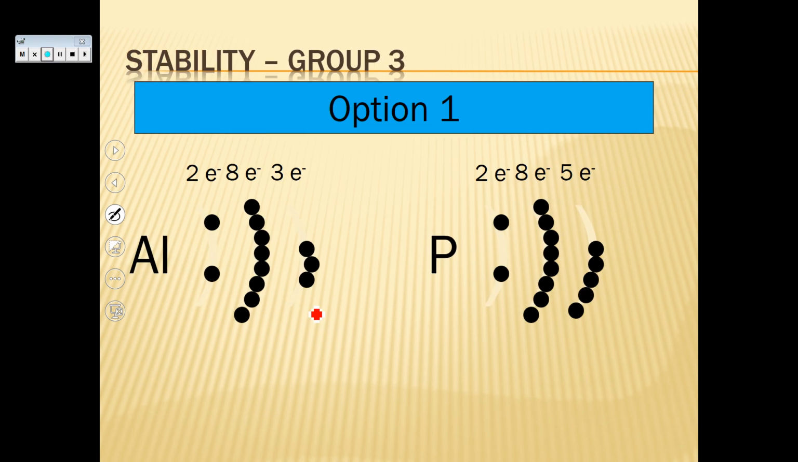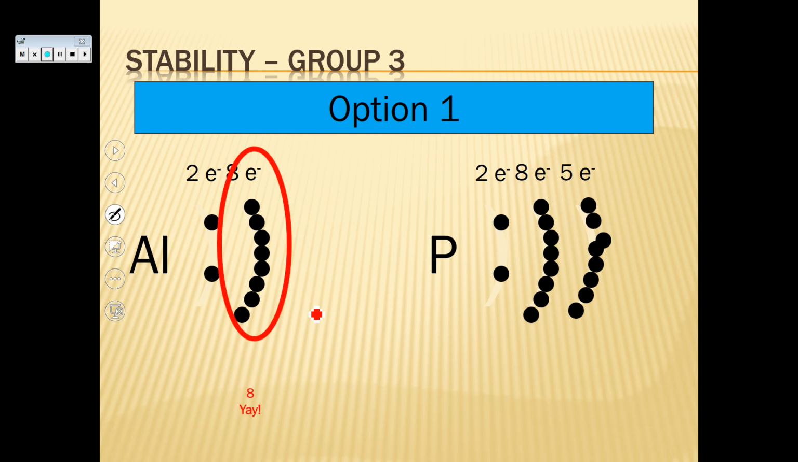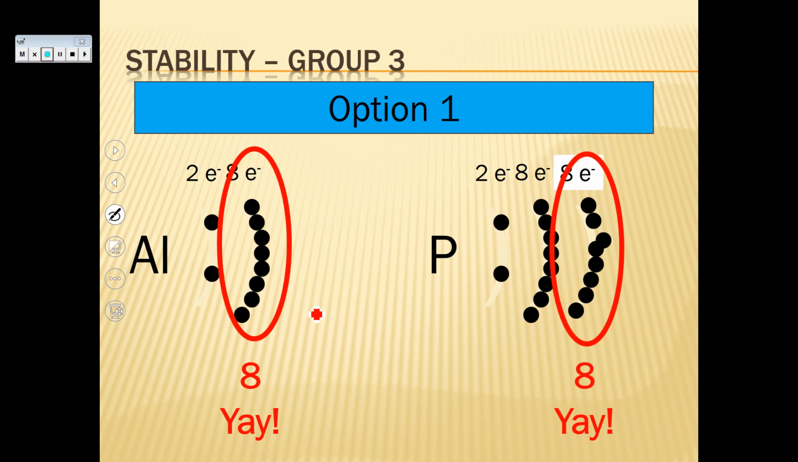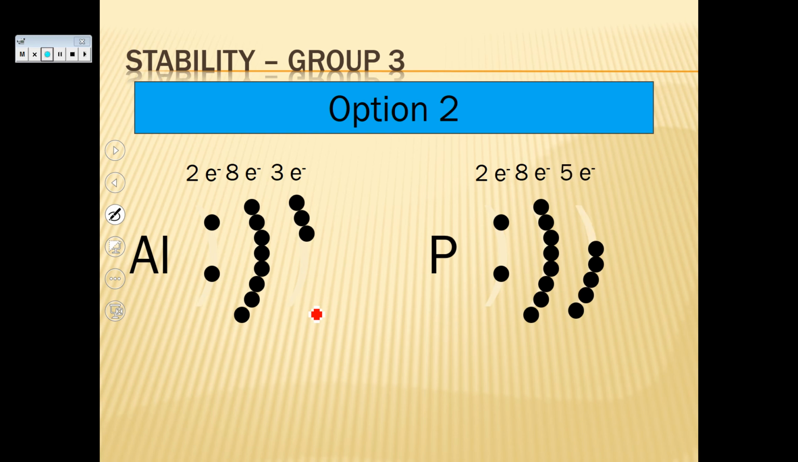Let's take a look at group 3. Aluminum, which has a configuration of 2, 8, and 3, and phosphorus, which has a configuration of 2, 8, and 5. Option 1 would be for the 3 electrons of aluminum to be pulled over to phosphorus, thus aluminum achieving 8 valence electrons and phosphorus achieving 8 valence electrons. Option 2 would be for aluminum to pull those 5 electrons from phosphorus over to it.